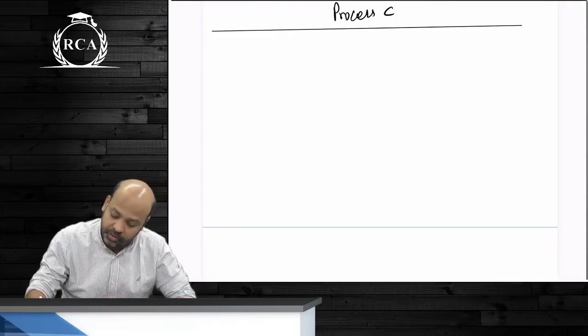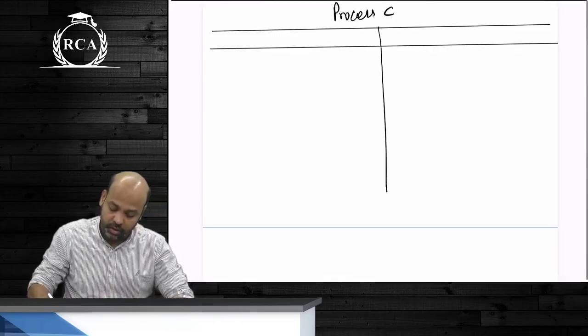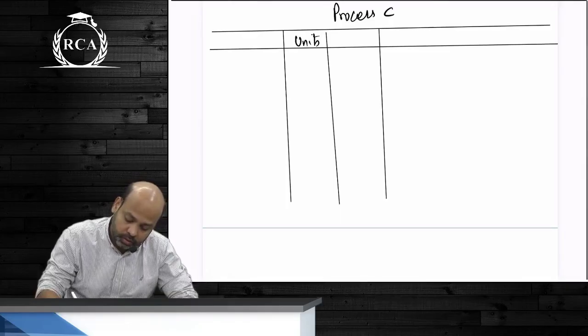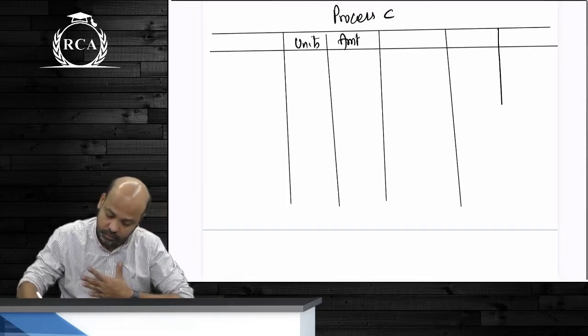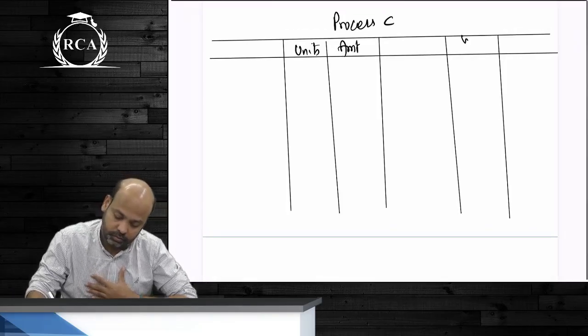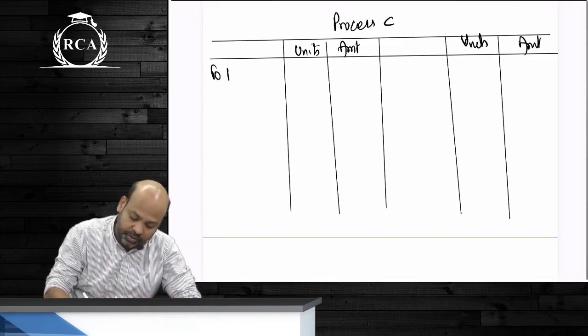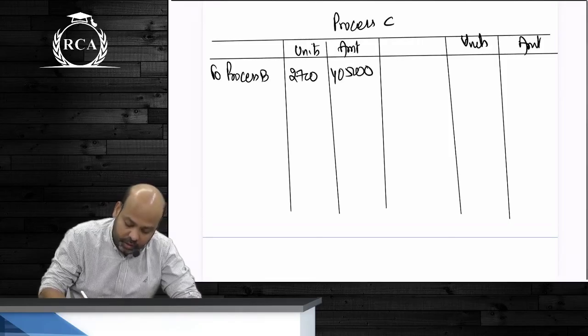With process C also, the input of process C, guys, will be 2,700 units valued at an amount of 4,05,000. So here, guys, you're going to write to process B. What is the number of units, guys? 2,700 valued at 4,05,000.